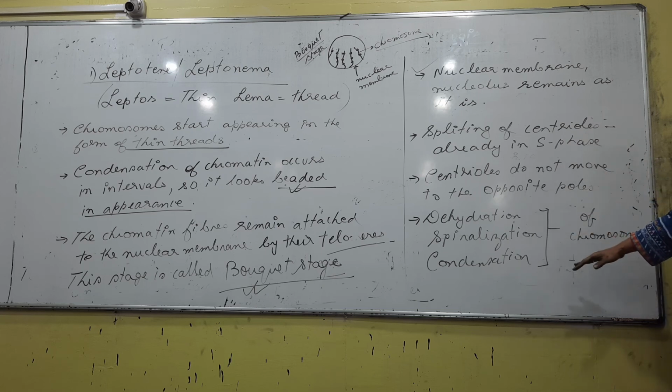At the end of prophase, what will happen? The nuclear membrane disappears, right? Then metaphase will happen. What happens in metaphase? All are arranged in the equatorial plane. But since prophase is of long duration, different characteristics develop, which we need to study.